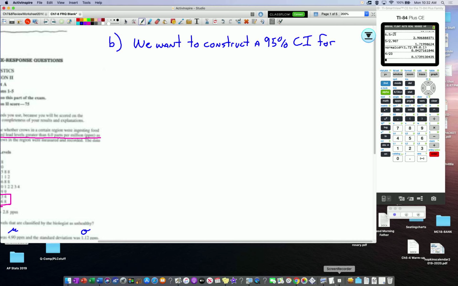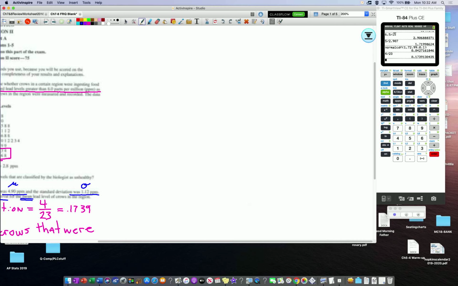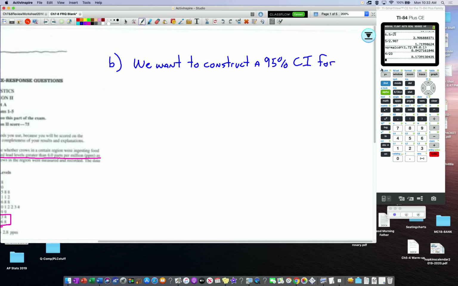That's where I like to slide down here, where it says, and this is the context right here. I'm basically using that piece. Okay? So for the true mean lead levels of crows in this region. All right, so that's my state.